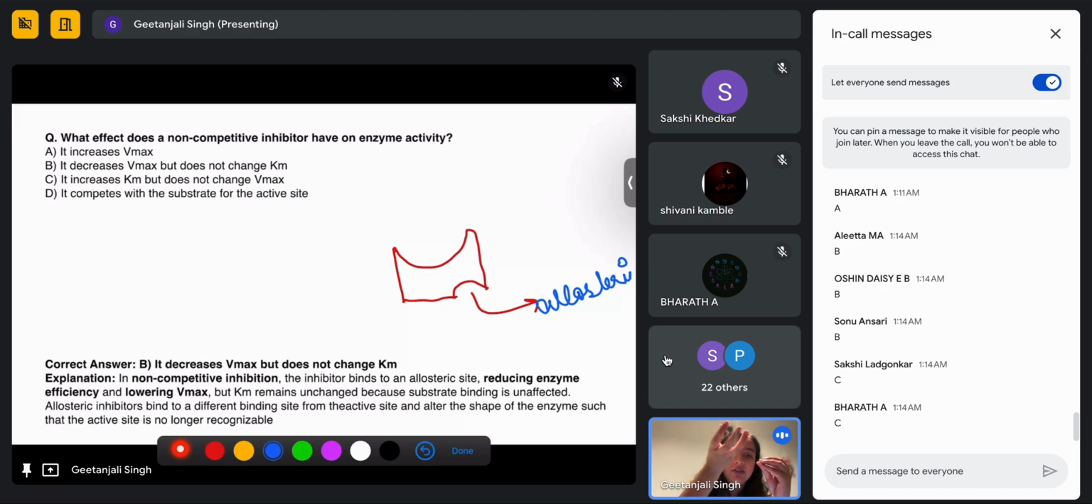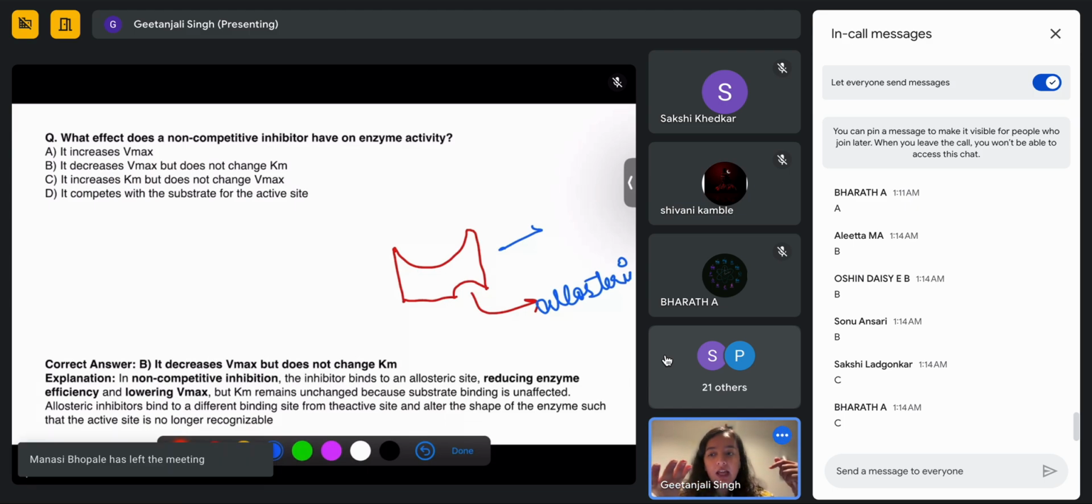Once they bind there, they will change the shape of the active site. Now the substrate coming for the active site can no longer recognize it because the shape of the active site has changed. The substrate no longer recognizes the active site, and it just goes on.